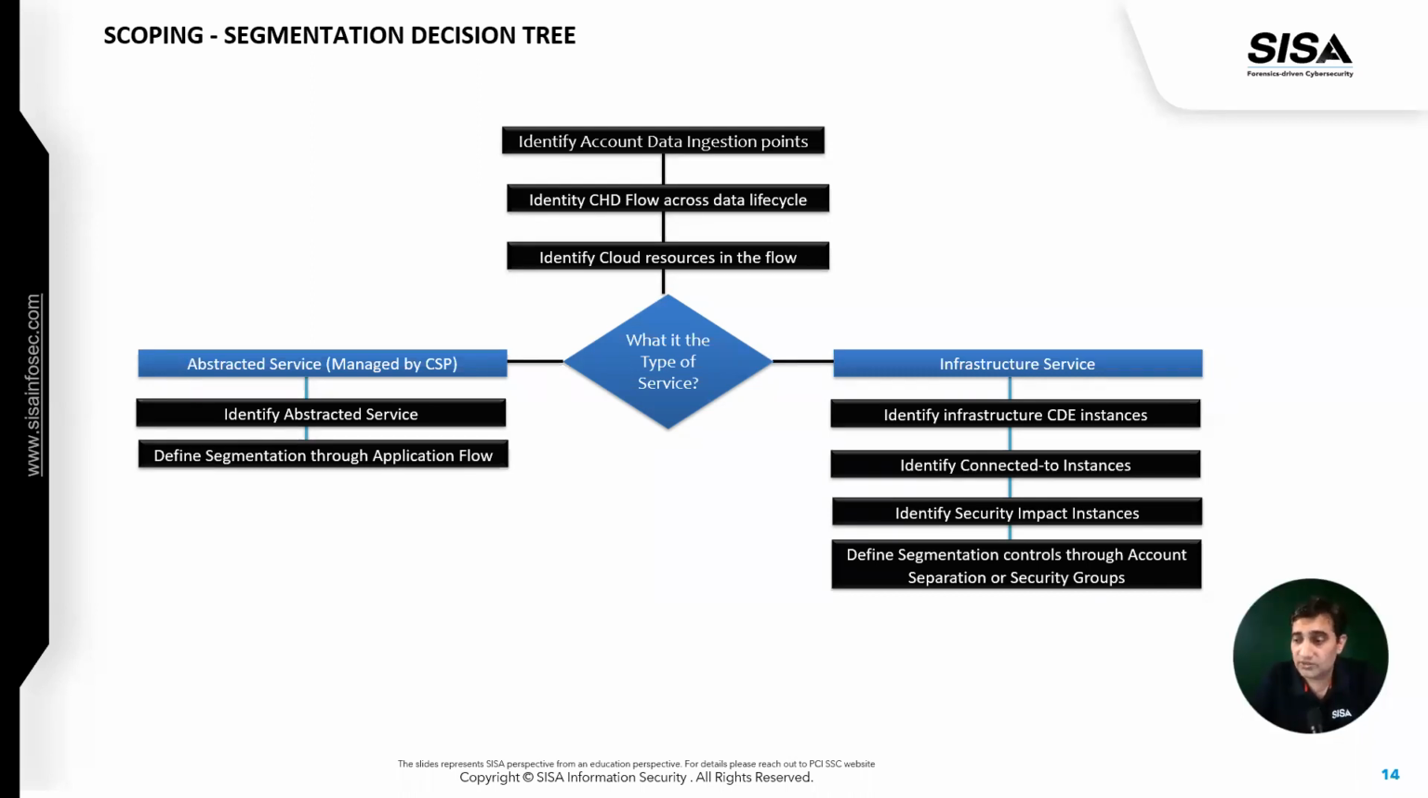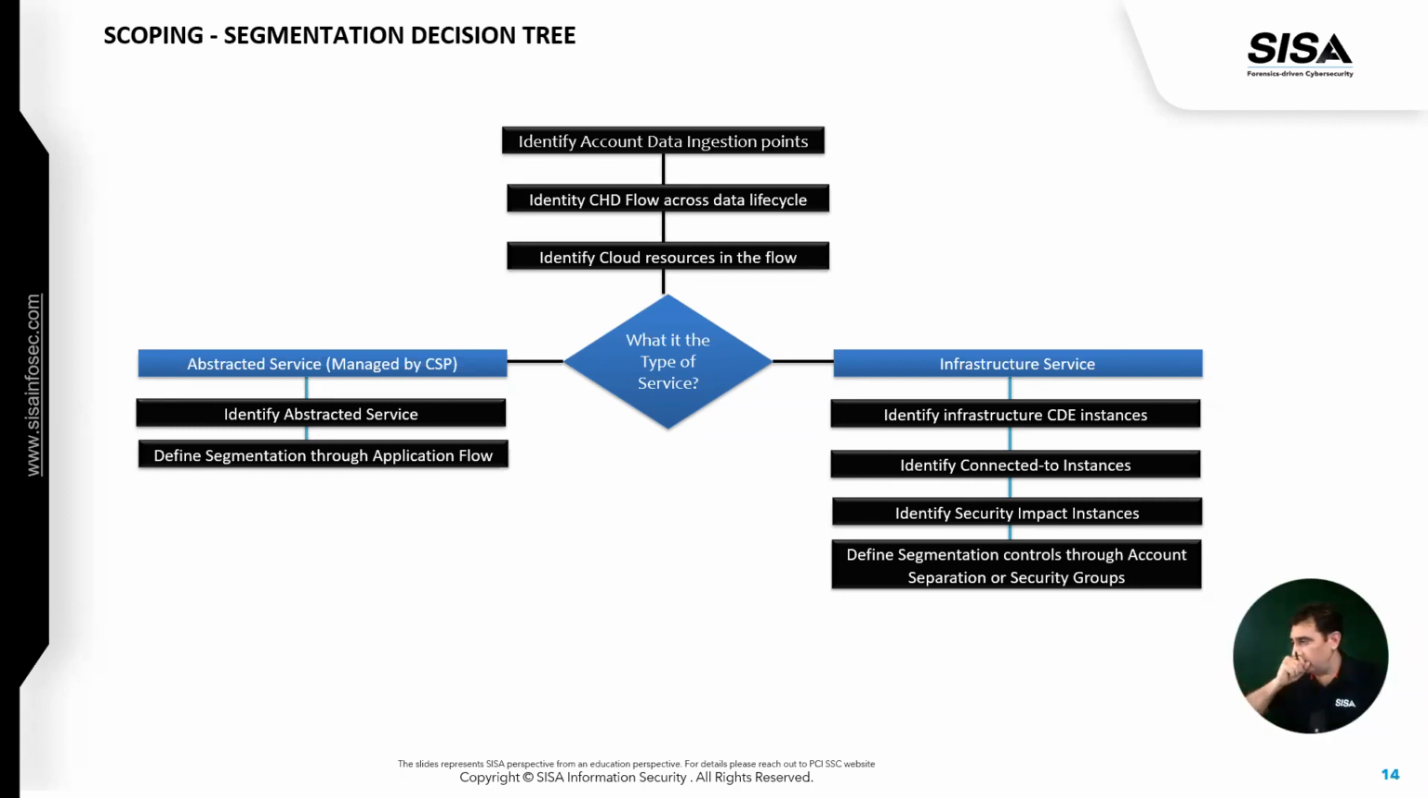And then identify cloud resources in the flow. What all resources are falling? There might be some abstracted services, which means that they are purely managed by the cloud service provider, and there is a complete level of abstraction. For example, if you are hosting a virtual machine, and on top of that virtual machine you have hosted some card data, right? And there is a level of abstraction between that virtual machine and the underlying server, right?